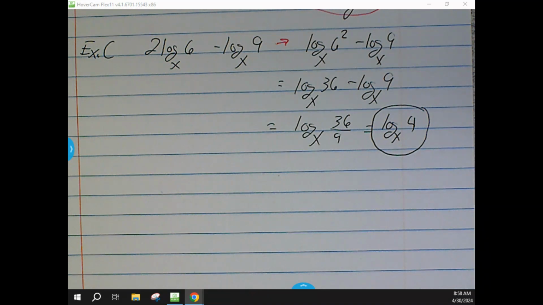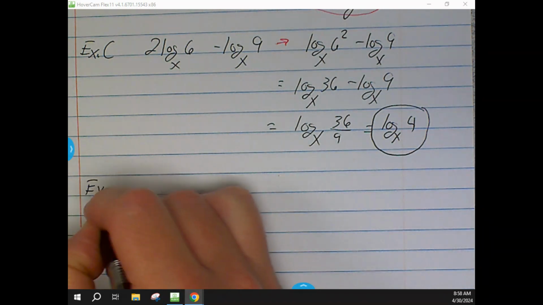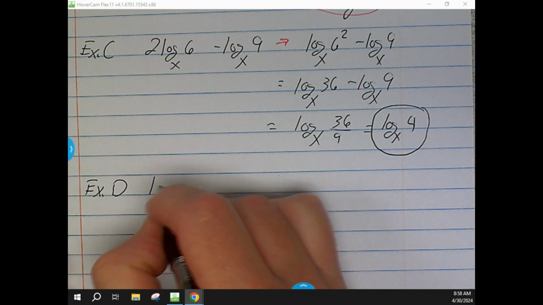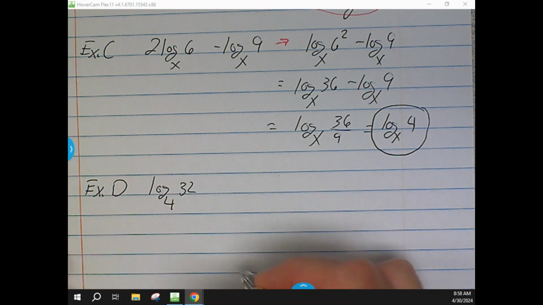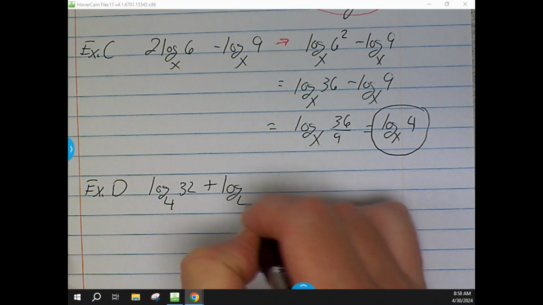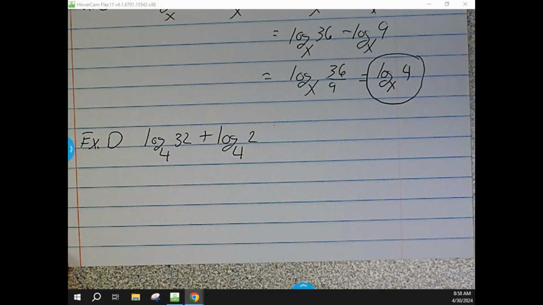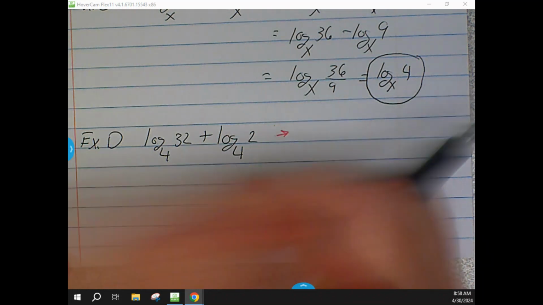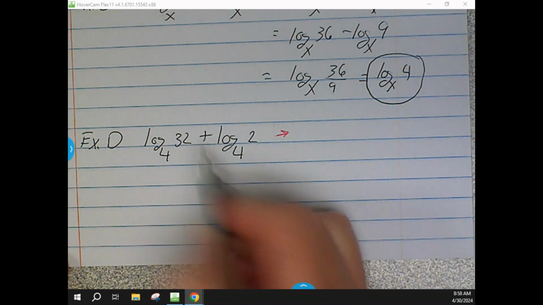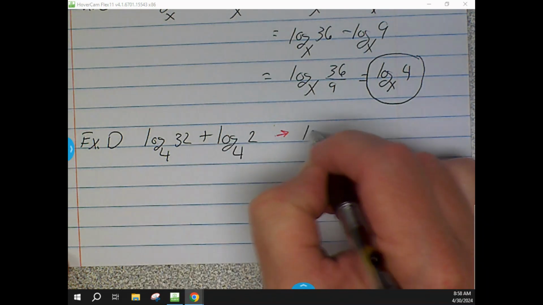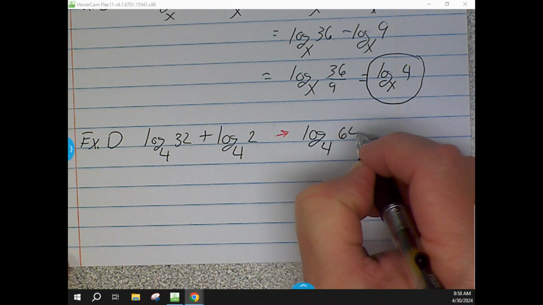All right, now here's where we're going to do the one last example, and this is where we'll start to tie in your calculators with this last example. So we're going to go log base 4 of 32, and then plus log base 4 of 2. Again, plus in the middle means we're going to multiply the 2 and the 32 together. Makes it 64.